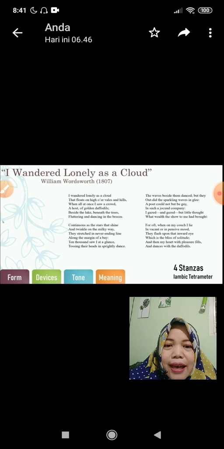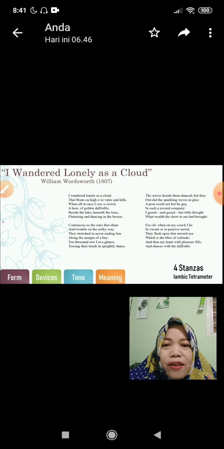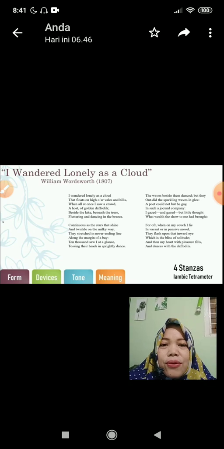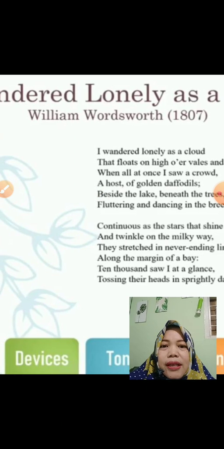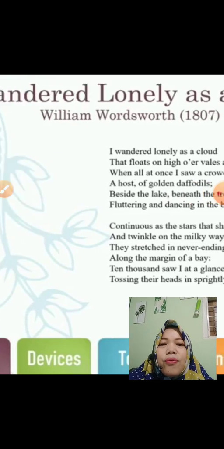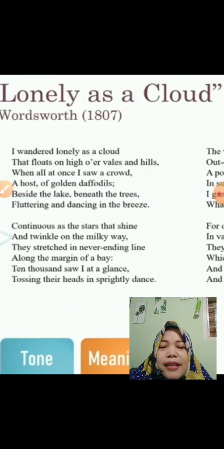And after this, you try to do it for the other stanzas. I will give you some examples, the first stanza of this poem. This is a poem by William Wordsworth. Wordsworth. I Wandered Lonely as a Cloud.